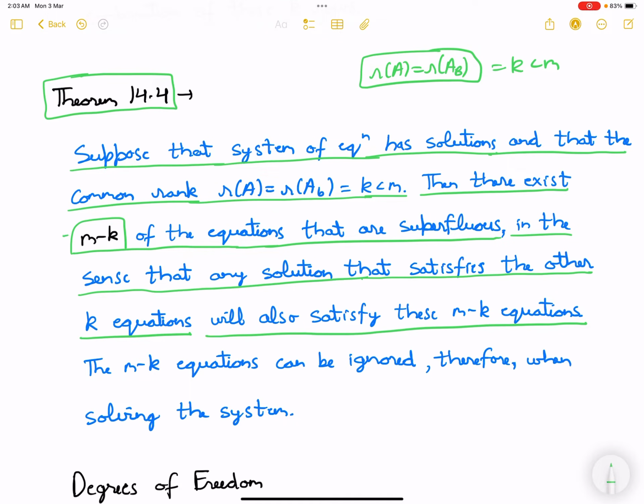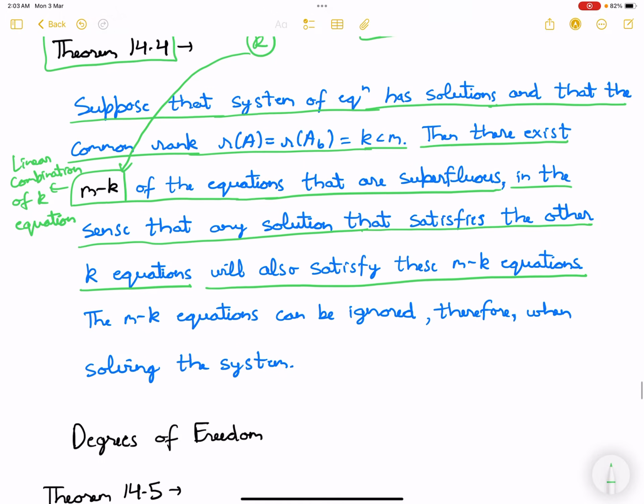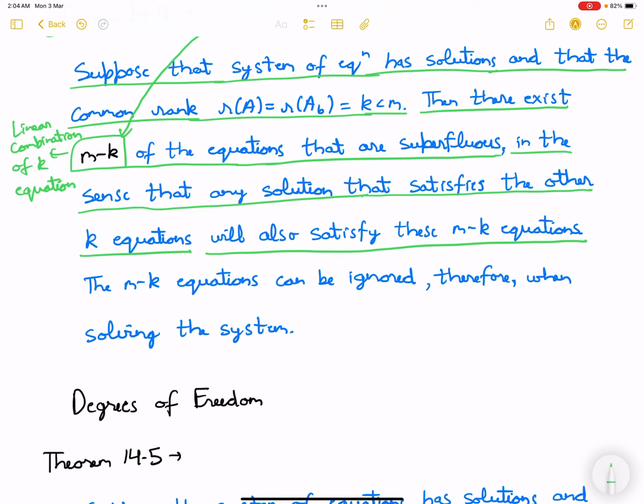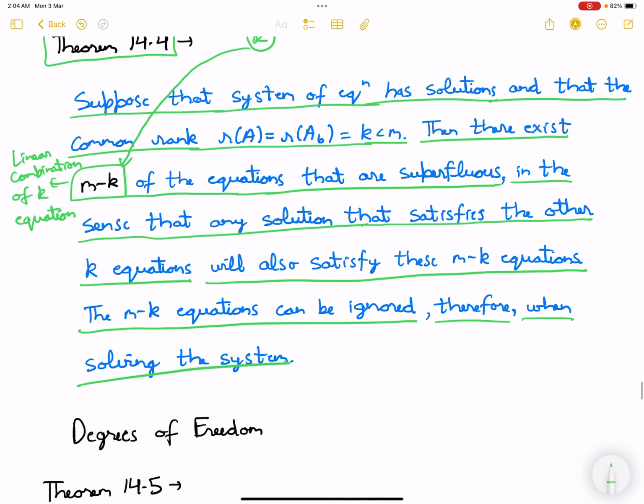Because जो m minus k equations है वो भी तो linear combination है k equations का. They can be written as a linear combination of k equations. तो अगर वो लीनियर कॉम्बिनेशन है k इक्वेशंस का, तो अगर जो x की वैल्यूज़ जो हम सॉल्यूशन आ रहा है वो k इक्वेशंस को सेटिस्फाई कर रहा है, तो वो m minus k को भी सेटिस्फाई करेगा. सो बेसिकली तो जो सुपरफ्लुअस इक्वेशंस है तो हम उसको इग्नोर कर सकते हैं while solving the system. I hope this was clear.